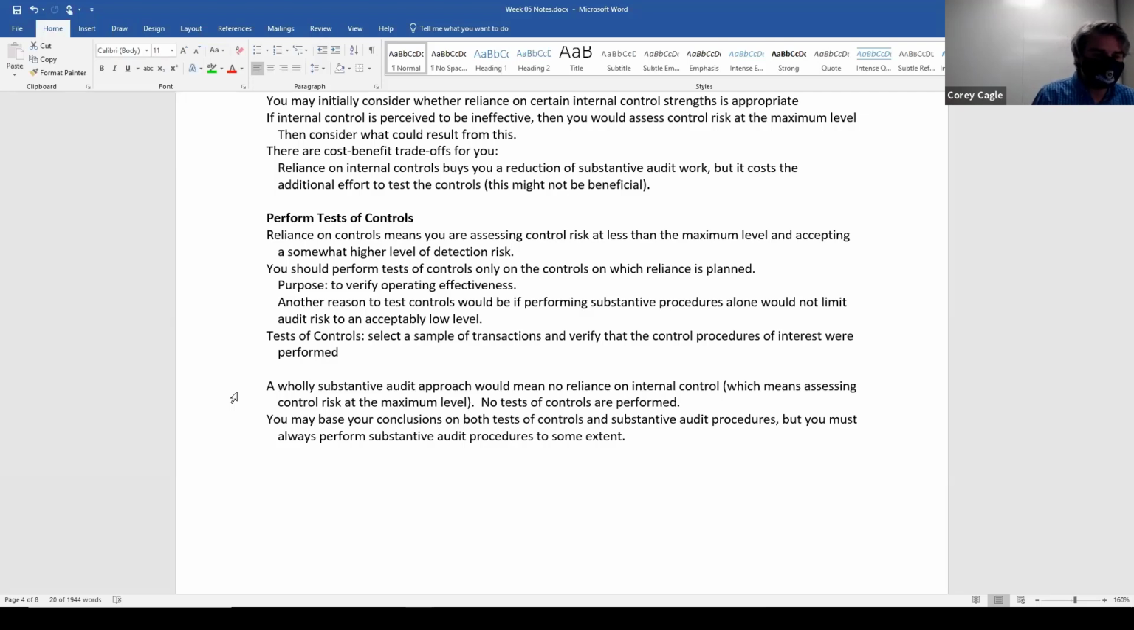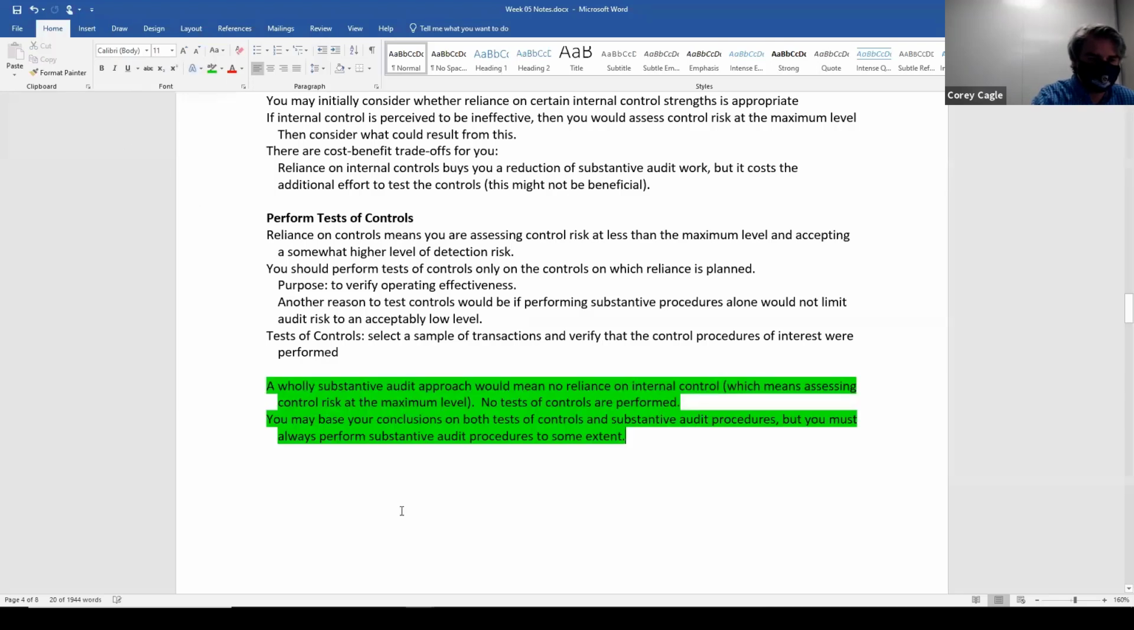Okay, good. So you may base your conclusions on both test of controls and substantive audit procedures, but you always have to do some substantive audit procedures. You cannot just rely on test of controls. So that's pretty important stuff right there.